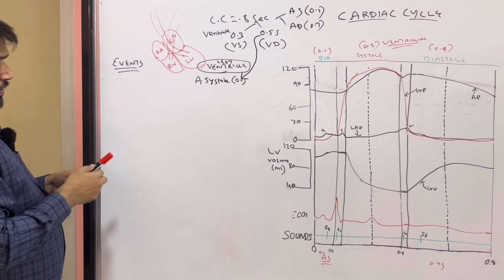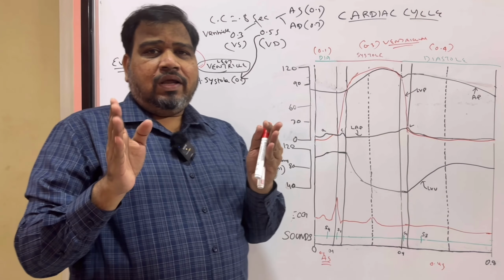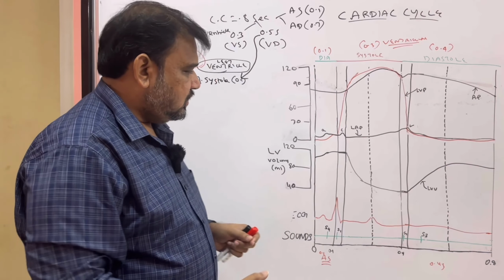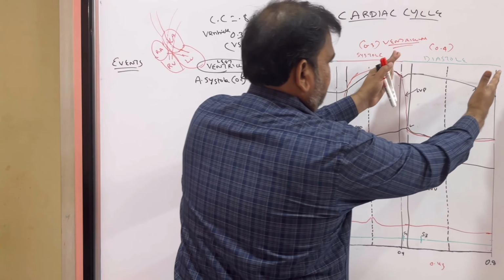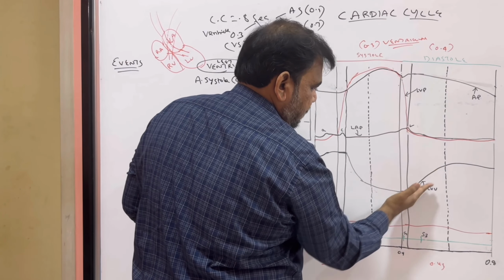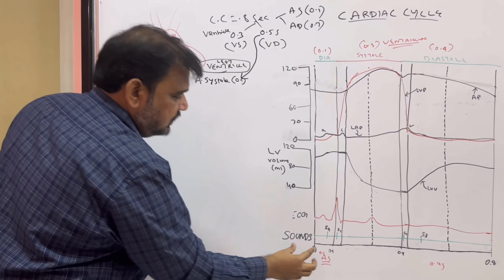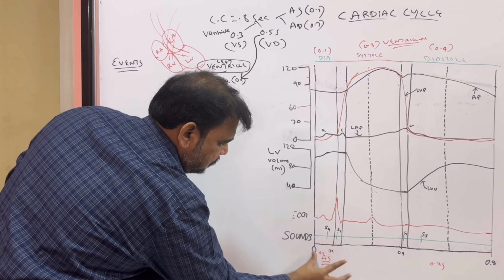Ventricular diastole is the phase where the ventricle is going to fill with blood. Just concentrate here. Yeah, this is ventricular diastole. Yeah, the ventricle is getting filled. This and all I will explain, don't worry. This 0.1 second is atrial systole.